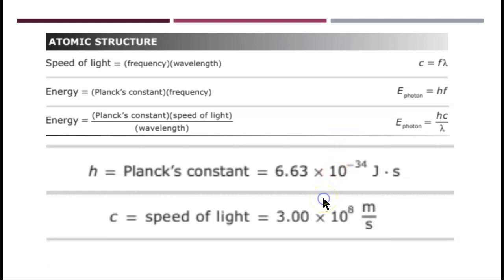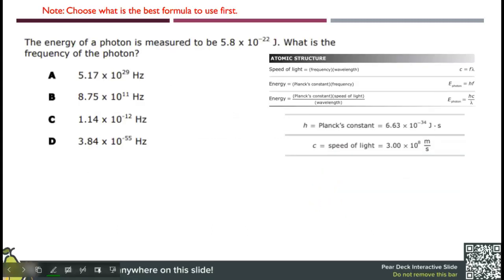Let's do one problem. So it says the energy of a photon is measured to be 5.8 times 10 to the negative 22 joules. What is the frequency of the photon? So first things first, you guys have to identify your variables. So 5.8 times 10 to the negative 22 joules, this is the energy. So here we have E, energy, right? This is your energy. What is the frequency?